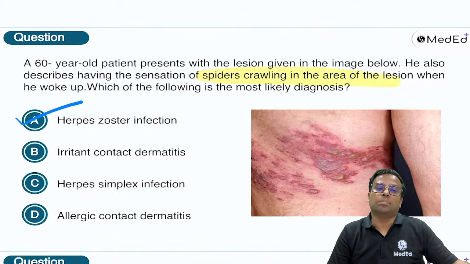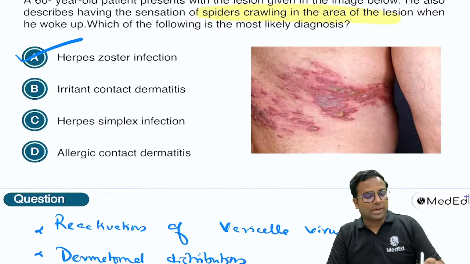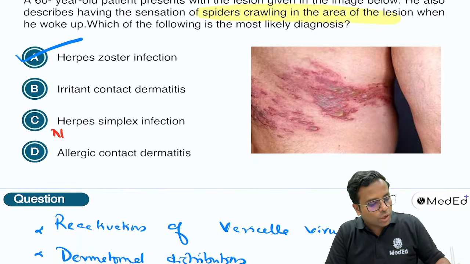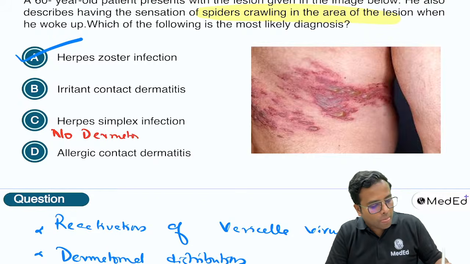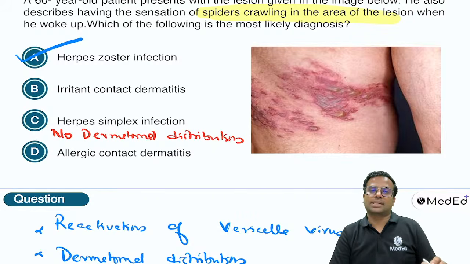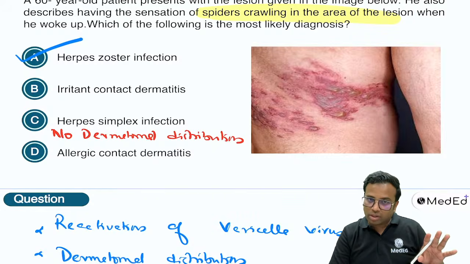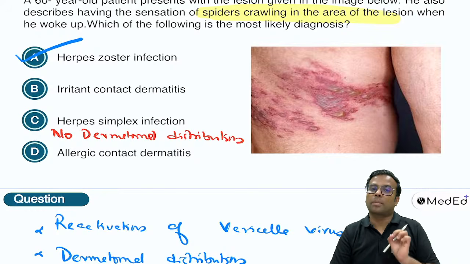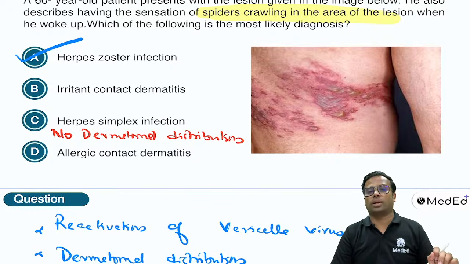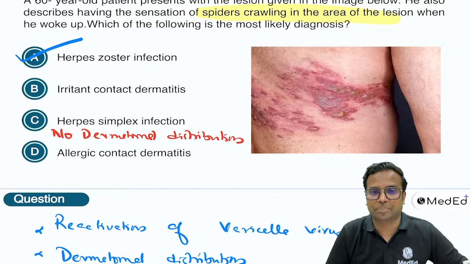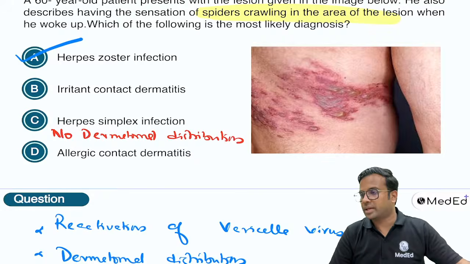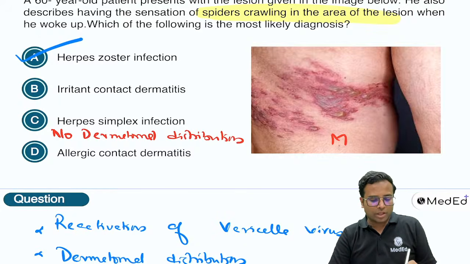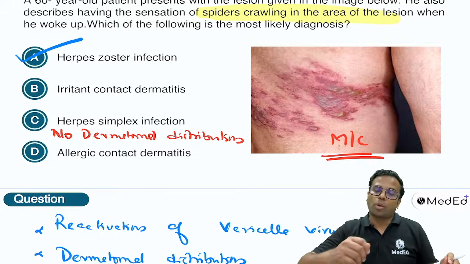What about herpes simplex? Please remember, there is no dermatomal distribution. In herpes simplex, there will be a red background and some vesicles over the rash, but never along a dermatome. Dermatomal means herpes zoster. Yeah, most common is the thoracic dermatome. Exactly. If this image is a thorax, it is the most common site.